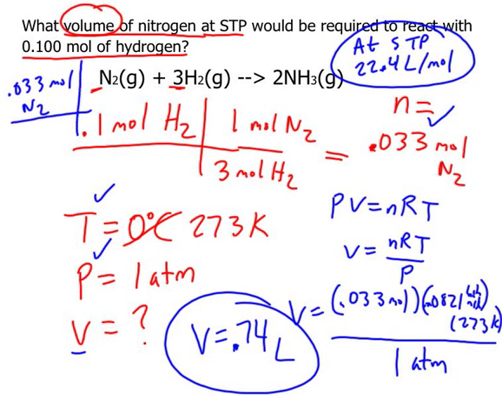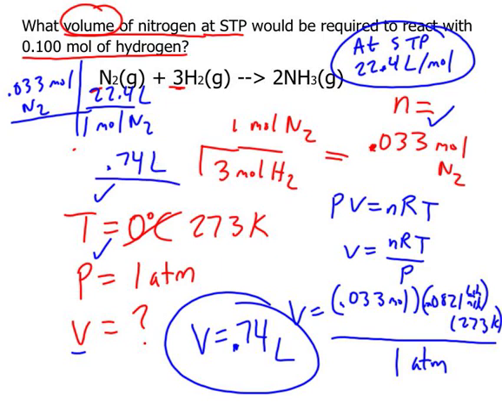so let me just erase this for a moment so we can see that. For every mole of that nitrogen at STP, there are 22.4 liters. So 0.033 times 22.4, I get 0.74 liters, the same answer. So that's a good shortcut, but only if it's at STP. If it's not at STP, you cannot do this. But either way will work in this case.